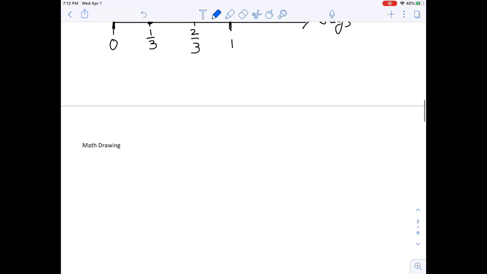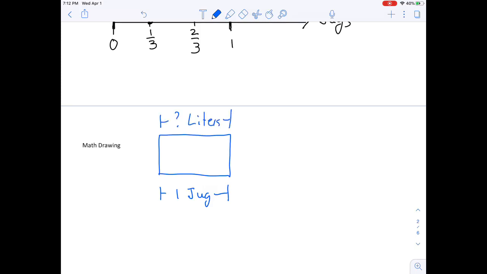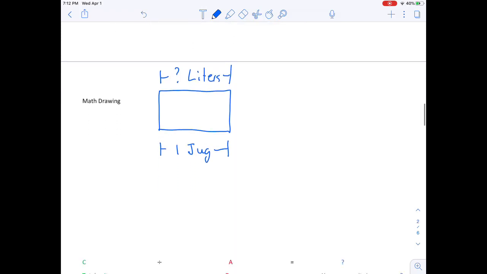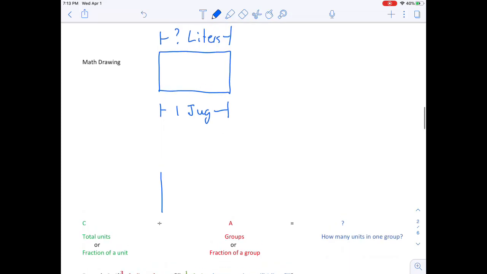Finally, let's do a math drawing. So I'm going to draw a rectangle, and I'm going to say that this represents 1 jug, and it also represents some number of liters. This is the problem I'm trying to solve, how many liters in 1 jug. So I'll copy down, I'll try the best I can to have the same dimensions on my rectangle here.